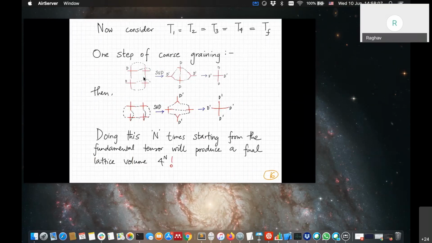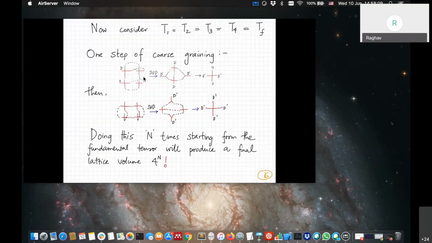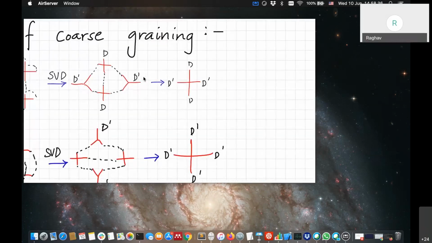SVD is a method which we'll discuss in more detail tomorrow. SVD will give you something like a rank 3 object, which is like this. So this is coming from SVD, and this is coming from SVD. Once we have these from SVD, we stick them with these legs such that we eventually get a rank 4 tensor again. But the difference is that these are of lower rank.